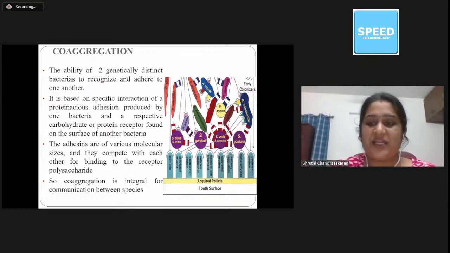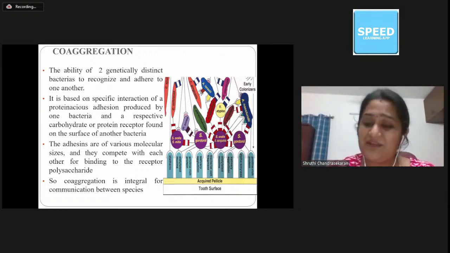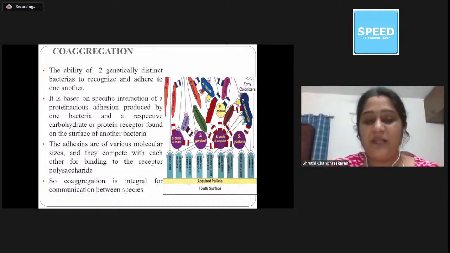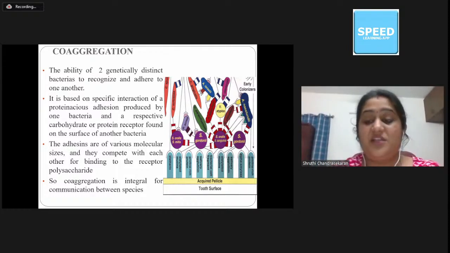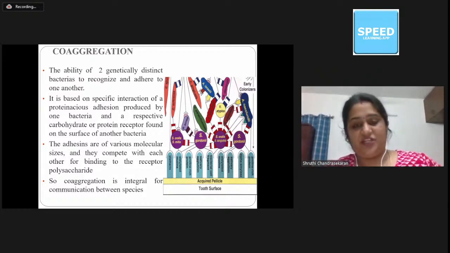So once the secondary colonizers also come into play, now we have to understand how the primary and the secondary colonizers interact. This process is called co-aggregation. The ability of 2 genetically different bacteria to recognize each other and to adhere to one another is called co-aggregation.